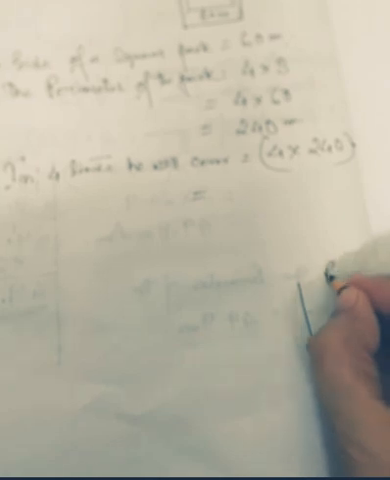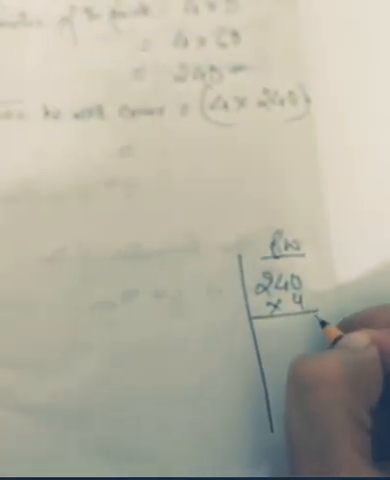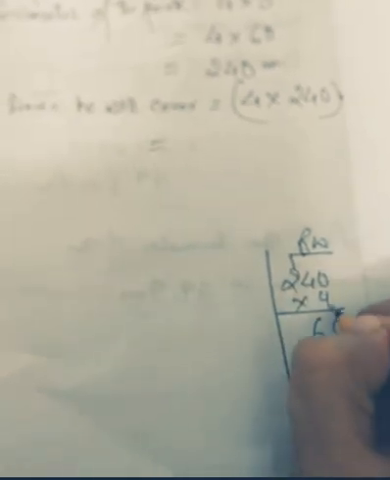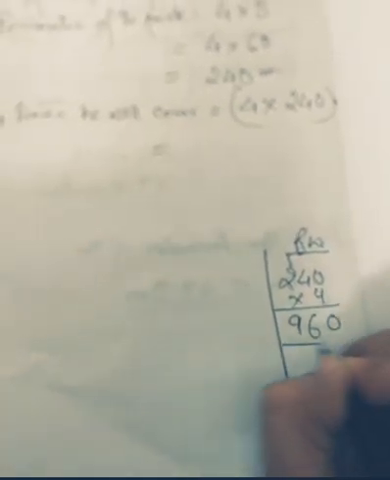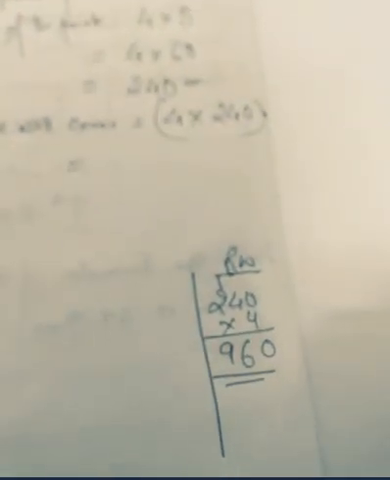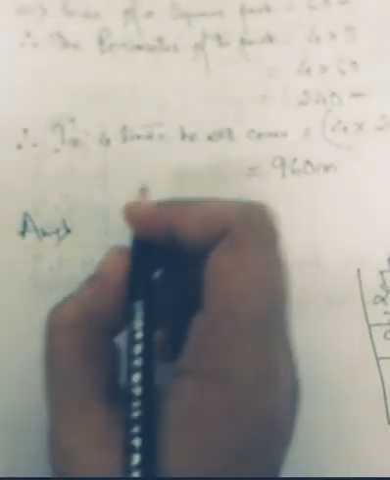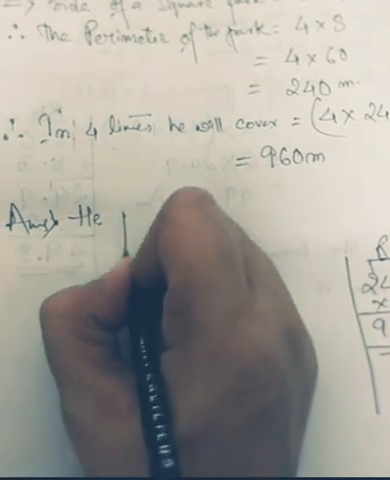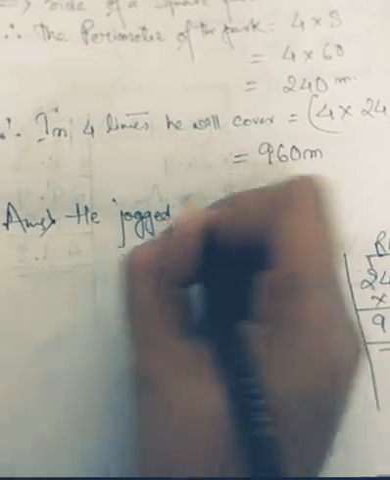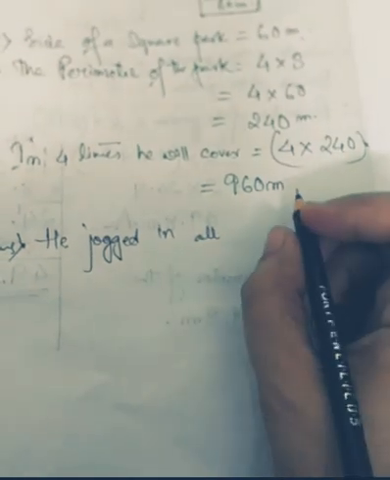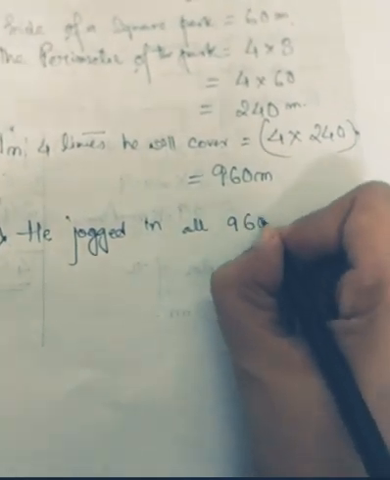Now let us multiply it. In the rough column, we will show the multiplication. It will be 240 into 4. 4 0s are 0. 4 4s are 16. 4 2s are 8, 8 plus 1 is 9. So the answer is 960. Answer will be 960 meter. So let us write the answer. Answer: he jogged in all 960 meter.